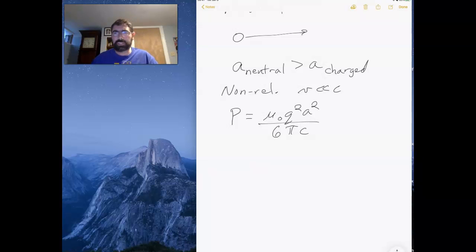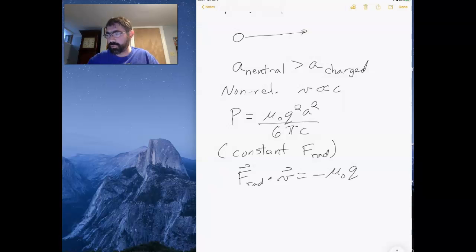Now conservation of energy would say that that power is then equal to, say, force times the velocity, if it's a constant force. So assume that our recoil force is constant, and I'm going to call this F rad, so a constant radiation force. And so the radiation force times the velocity of the particle should now be equal to minus mu 0 q squared a squared over 6 pi c.